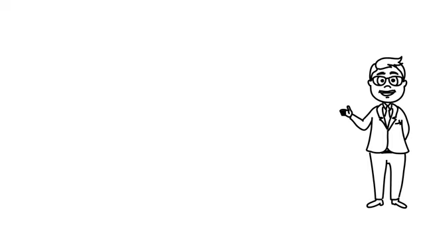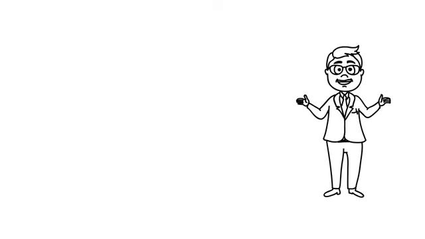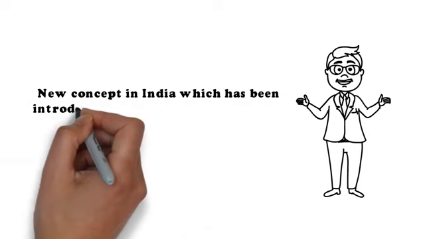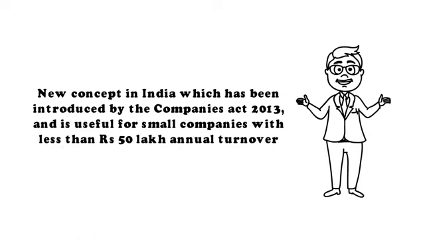5. One-person company is similar to a limited company. Only one person is required, who can be a shareholder as well as the director of the company. It is a new concept in India, which has been introduced by the Companies Act 2013 and is useful for small companies with less than 50 lakh rupees annual turnover.